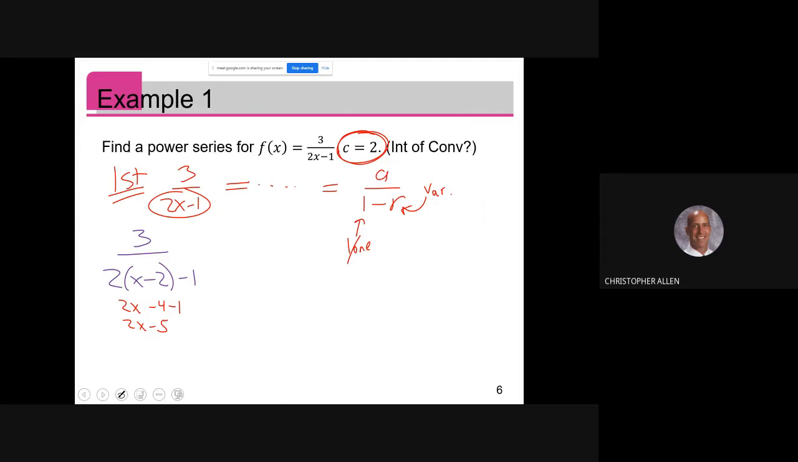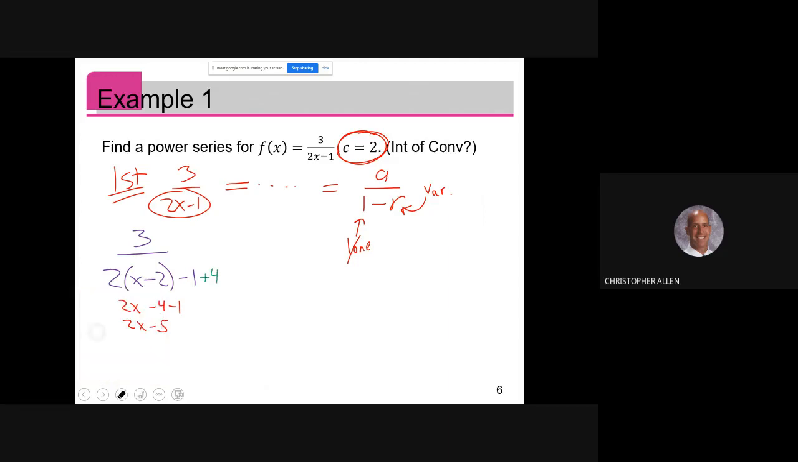What did I do to the denominator? I essentially subtracted 4. Are you with me? If I subtract 4, what do I need to counterbalance that? I need to add 4. So right here, I'll do it in green. I'm going to put a little plus 4.